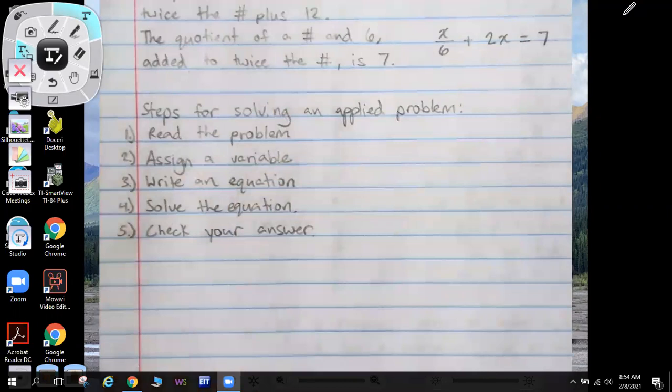You don't necessarily have to plug your answer back into the equation and check it. I just mean check to make sure that your answer makes sense. So go back and reread the problem, make sure that your answer is a legitimate value for what is being asked.